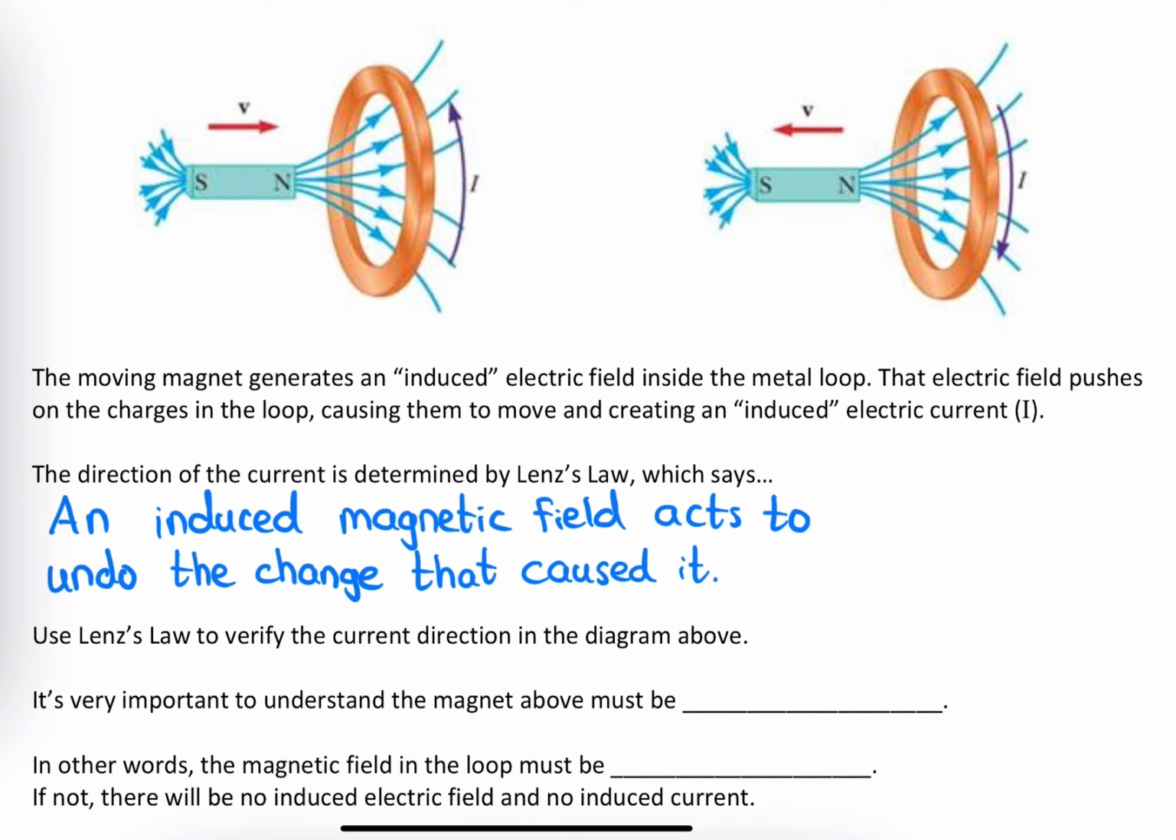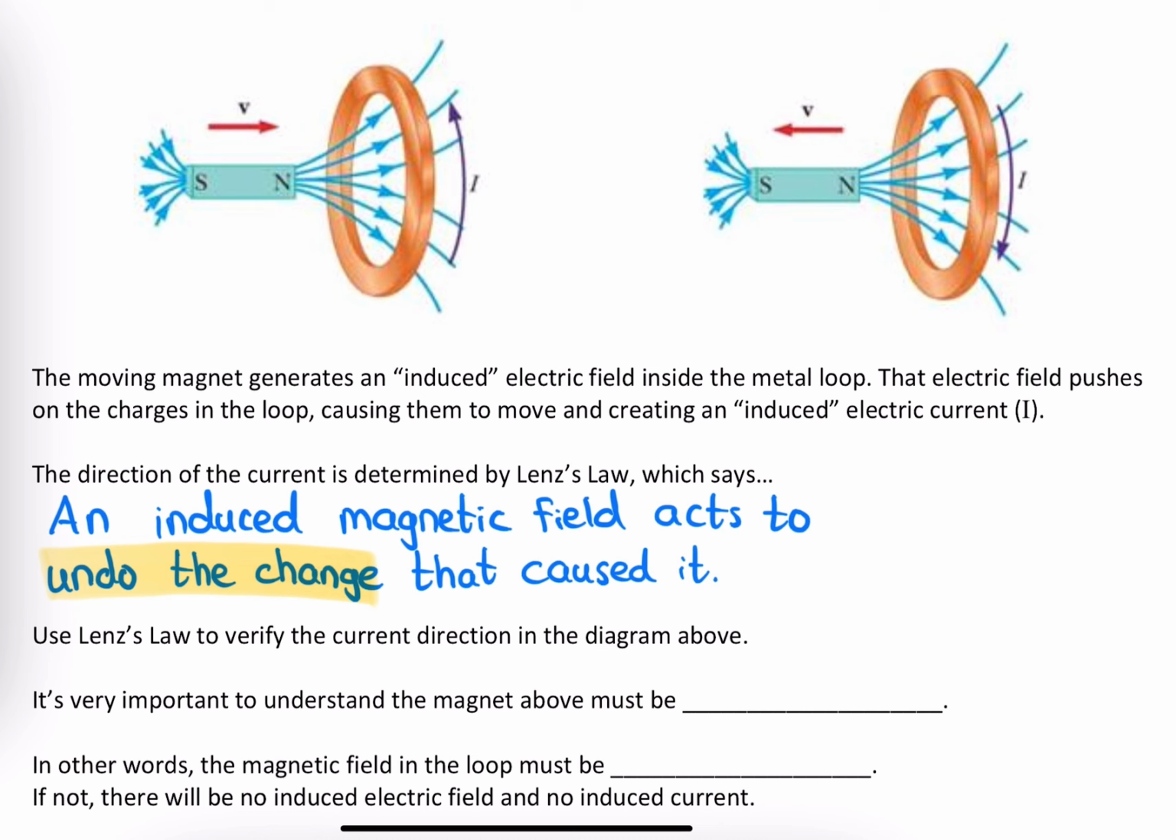Now we can verify this in the other diagram too. If I instead take this magnet and move it to the left, back away from the loop, then all of these magnetic field lines that are currently going through the loop will no longer be going through the loop. I'm pulling the magnet away, so I'm pulling those arrows away with it. And then the loop will say, hey, I had all these right arrows and I am now losing them. I want to undo that change.